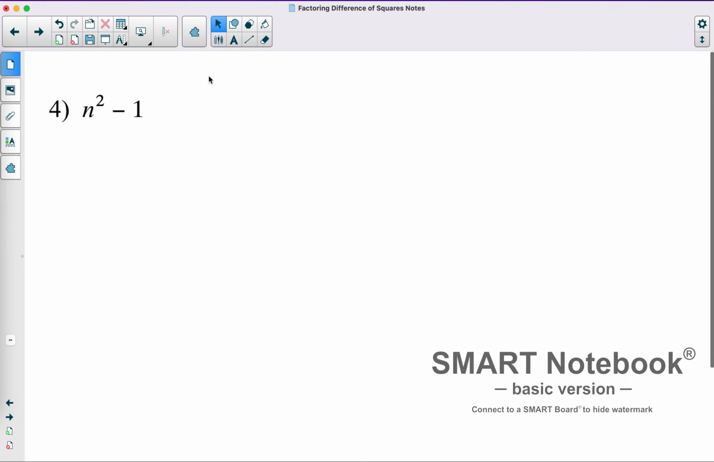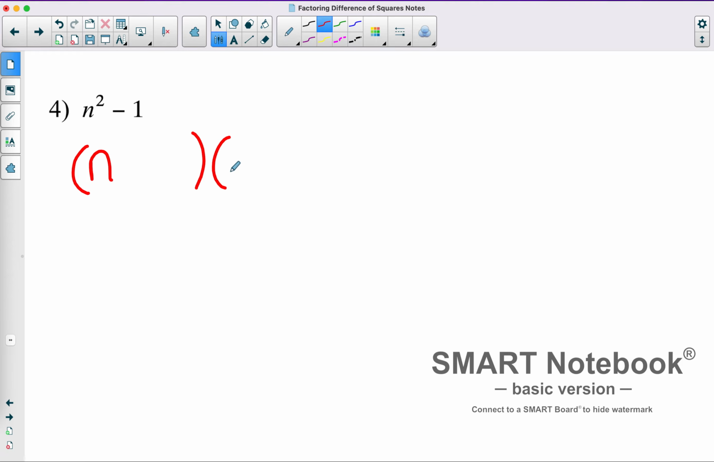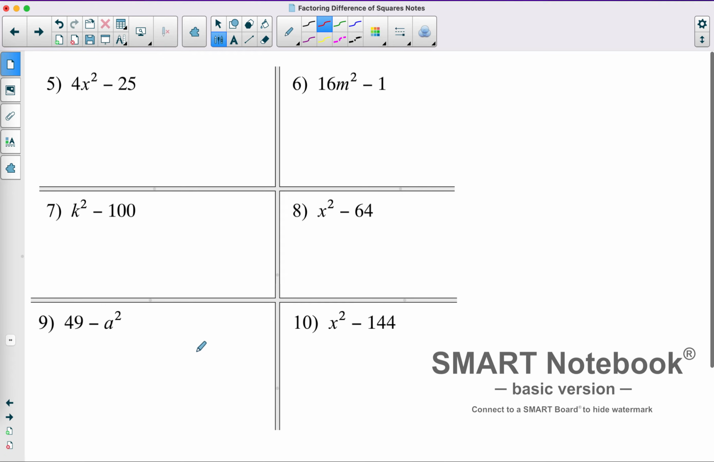All right, 4 has n squared minus 1. Now, we might forget that 1 is a perfect square, but it is a perfect square. So think about, how could you have gotten this? n times n is the n squared, but 1 is just 1 times 1, so that's why it's a perfect square. This makes this n plus 1, n minus 1. All right, there's 6 of these for you to practice, so if you pause the video real quick, you can try them out on your own, and then we'll jump back together and press play, and you can check your answers.